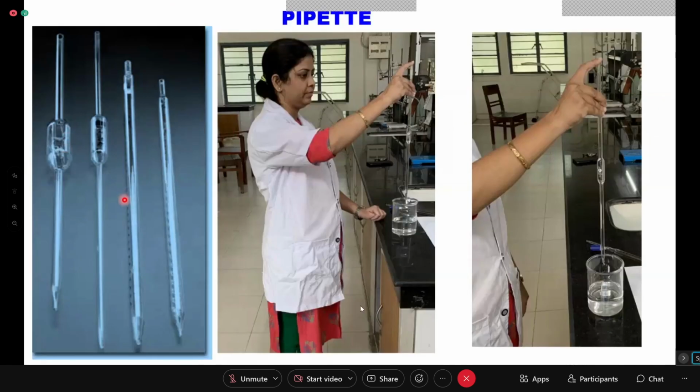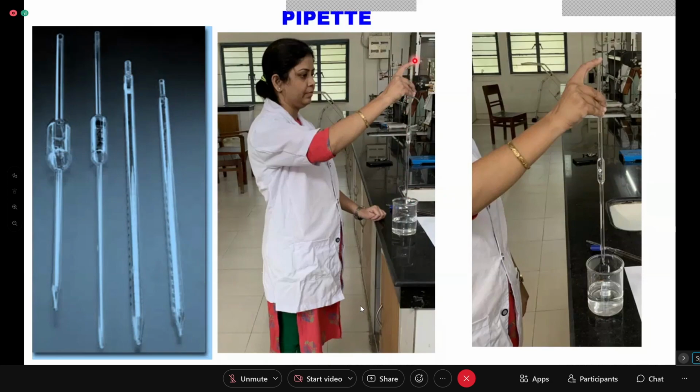These are pipettes. The internal volumes are calibrated, and they are specific volumes. And the pipette should be held in this way, so that the index finger should close it, like once you pipette out with your mouth, the solution is there in the pipette.